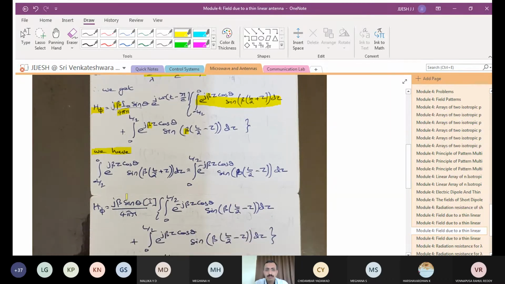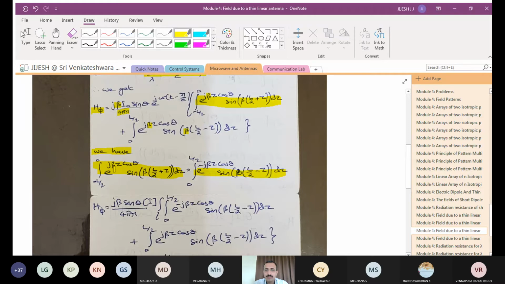Let me do those things here. I am replacing the integral from minus L by 2 to 0 of this term. I think all of you have gone through integration. These are some of the properties of integration, where the minus L by 2 to 0 limit with this term is the same as this term. We have studied all these things in integration, the shuffling of the limits and so on.